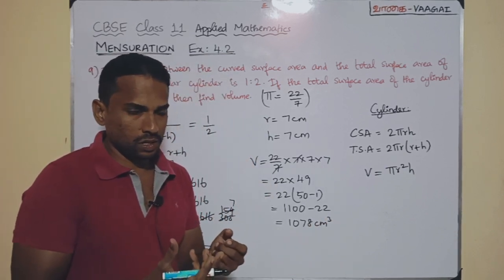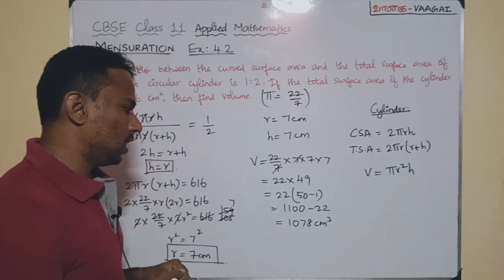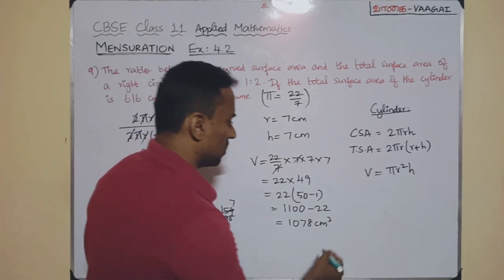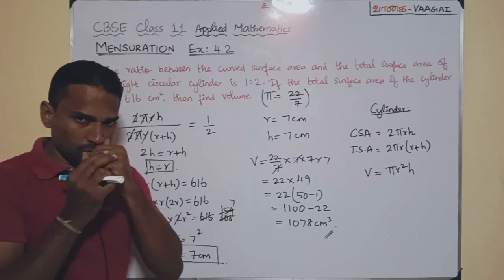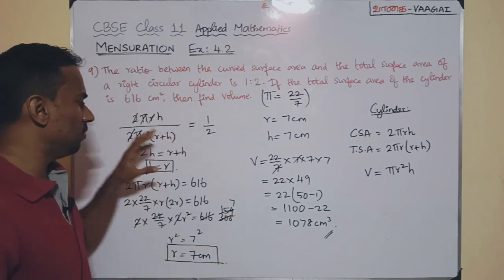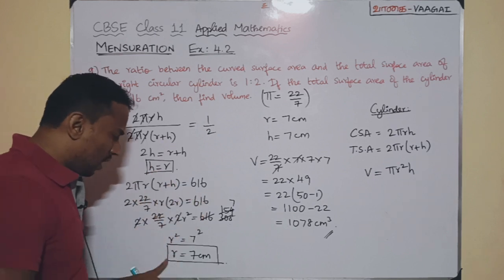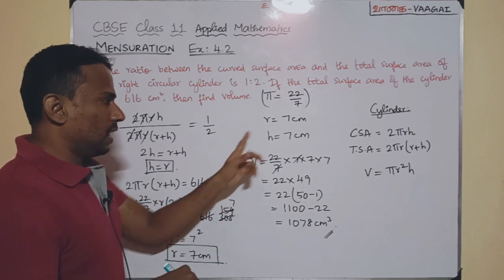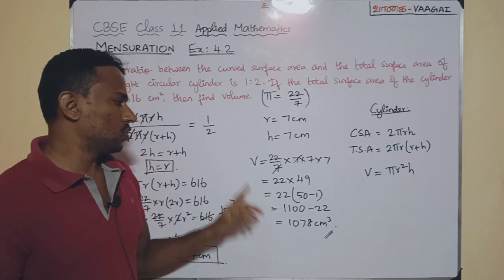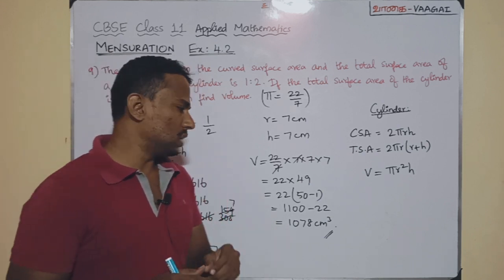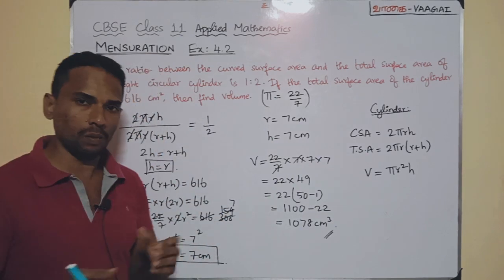Volume means it's kind of capacity, the solid space. So the respective unit should be centimeter cube only. So 1078 centimeter cube is going to be the answer. I hope the way we solved this problem is very clear to you. As I told, from the given condition we try to get a relation between the height and radius of the cylinder, from there we find the radius and height measures, and from there we use the formula again to get the volume of the cylinder. So finally, 1078 centimeter cube is the answer for your question number 9.